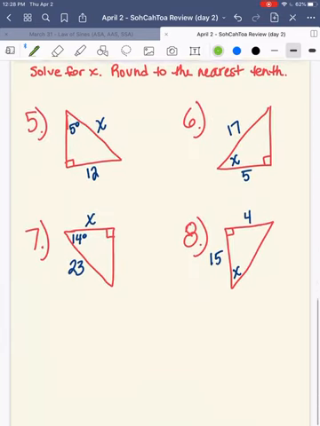So you have 4 problems to do here. I would like for you to try your best to use the problems that I just did to help you, and submit those to me through Remind or my email.